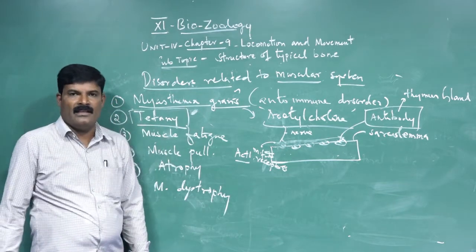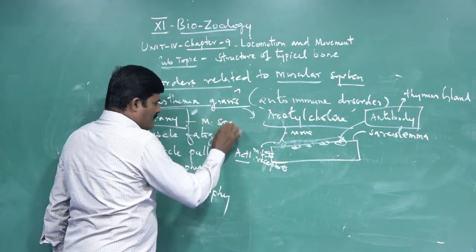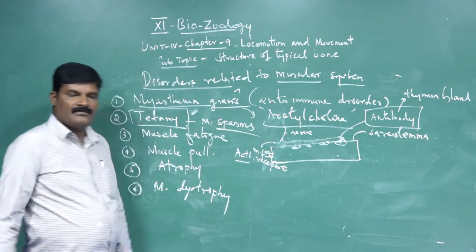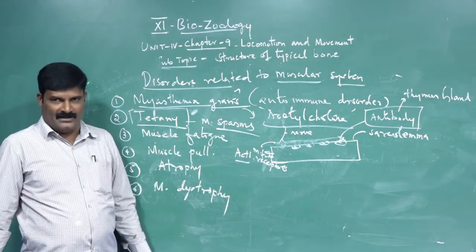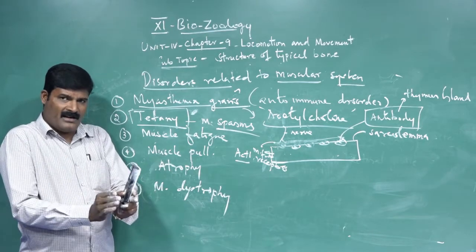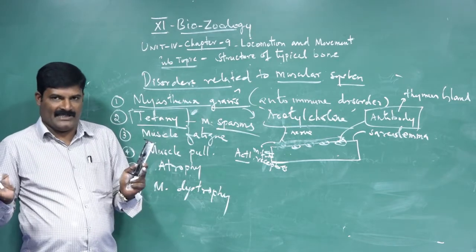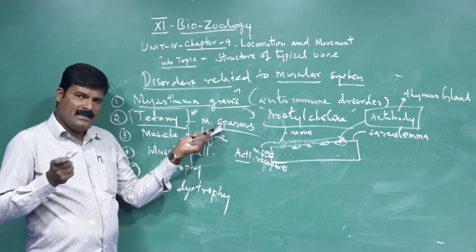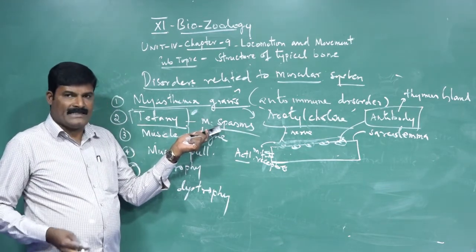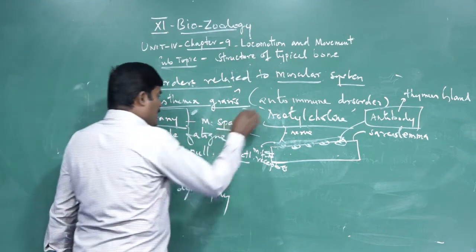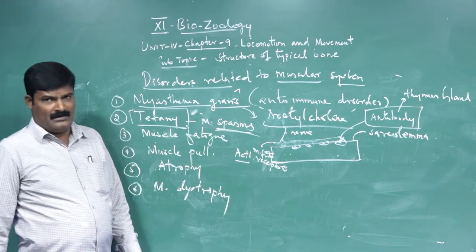Next, tetany. This is otherwise called muscular spasm. What is spasm? A sudden involuntary contraction. It is not relaxation; suddenly the muscle undergoes only contraction. In normal cases, the muscle contracts and relaxes. But in this case, there is sudden involuntary contraction. So this is called muscular spasm. It affects the muscle activities.